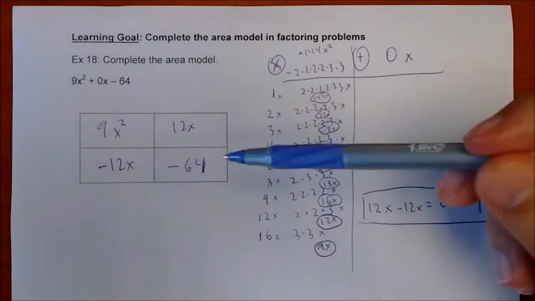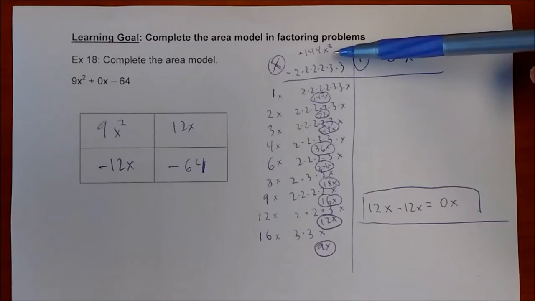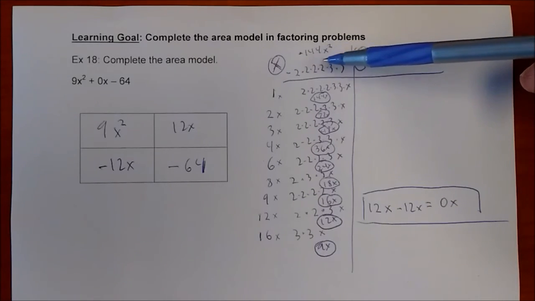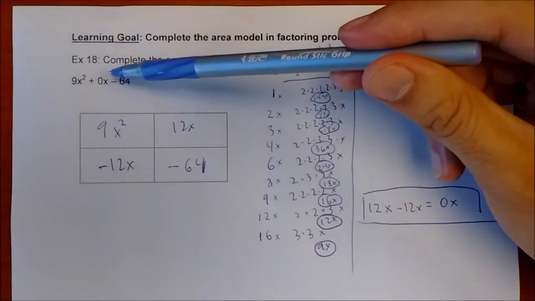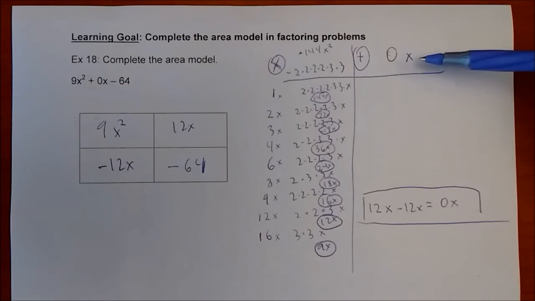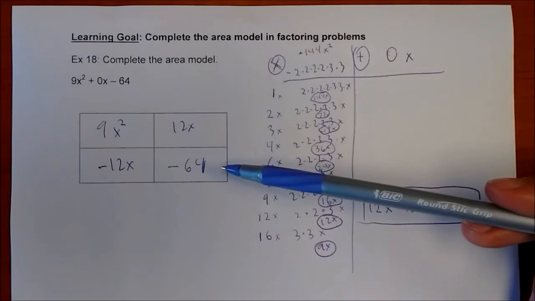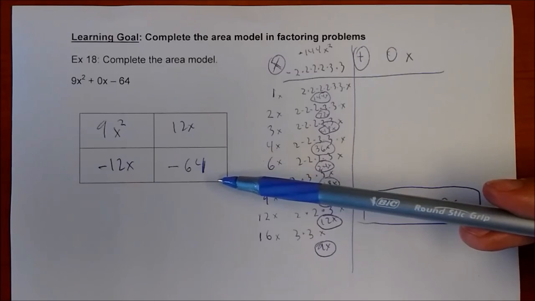So first I multiplied 9 by negative 64 to get negative 144x squared. And I prime factorized that to negative 2 times 2 times 2 times 2 times 3 times 3. And then I also noticed that they add to 0x here, so I wrote the 0 there. So then what I did is that because the product was negative, I knew that one of them had to be positive and one of them had to be negative.